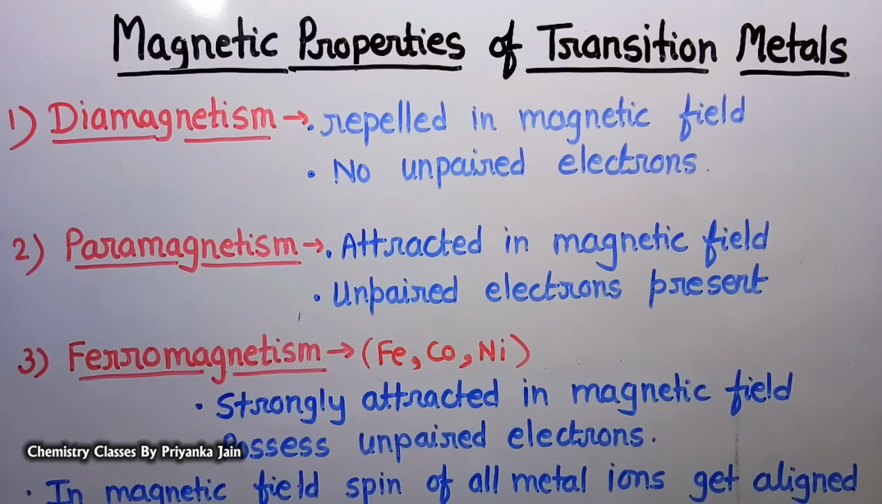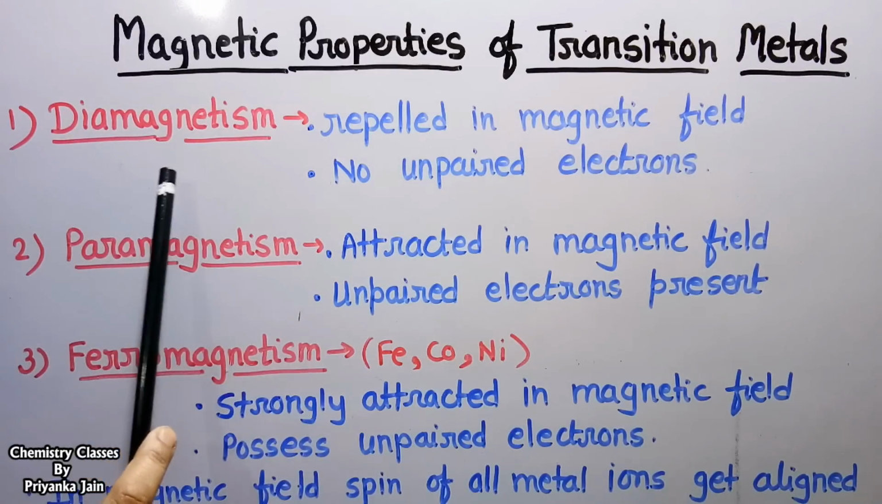In this video, we will understand the magnetic properties of the transition metals. In order to understand the magnetic properties, we first consider some general phenomena that are related to the magnetic properties. The first phenomenon is diamagnetism.